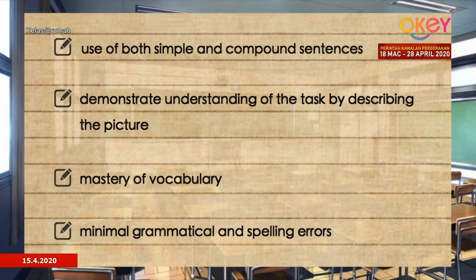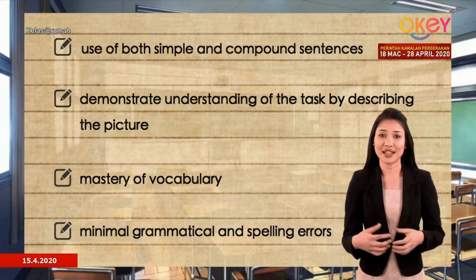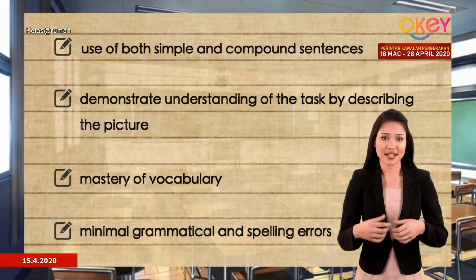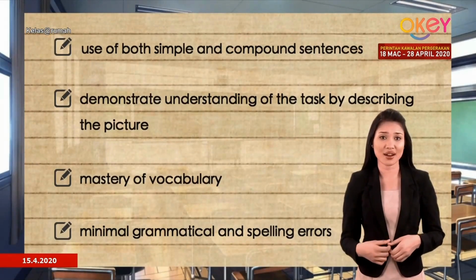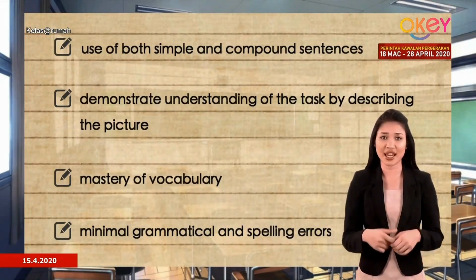Minimal grammatical and spelling errors. Finally, make sure you read through the sentences you have written at least once. In order to get 9 to 10 marks, your sentences must not have any errors.